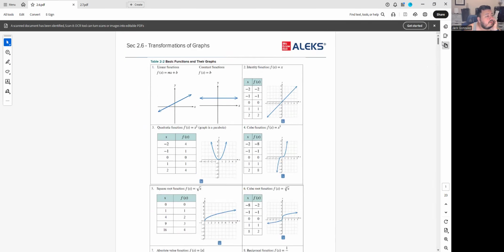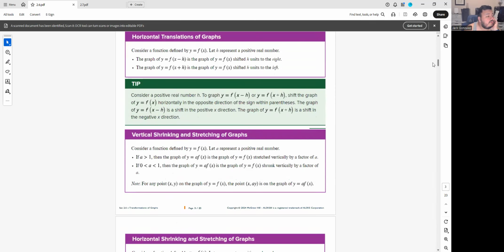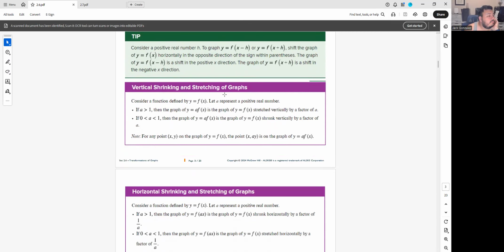Now consider a function defined by y equals f of x. Let a represent a positive real number. So if the a on your parent function, the number in front of your function, your a, is one, these are all ones right now. But let's say that one was negative. Actually, before we get to negativity, if it's greater than one, it's going to stretch by that factor. Now, if it's less than one, so if it's a fraction, it'll be shrunk vertically. We'll show that picture in a second.